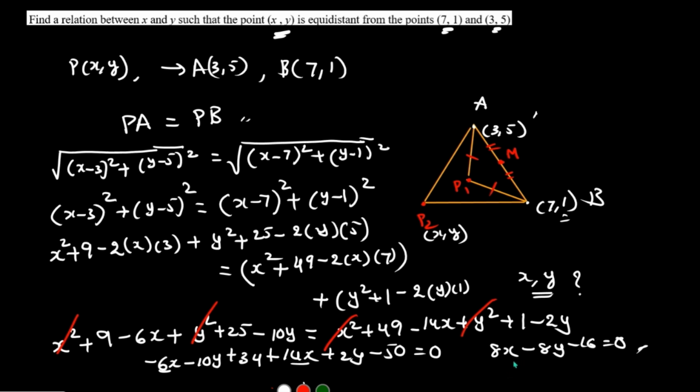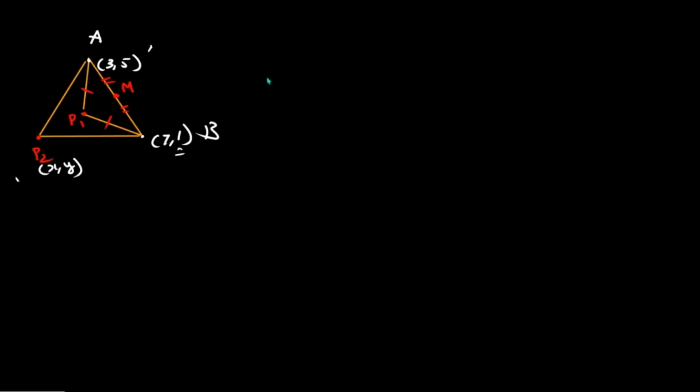Let us divide this equation by 8, okay? So then we get x minus y minus 2 equal to 0. So now we found the relation between x and y such that this point is equally distant from the points 3, 5 and 7, 1, okay? Just now we derived that relation between x and y such that it is equally distant from point A and point B. That is, in x and y, x minus y minus 2 equal to 0, okay?